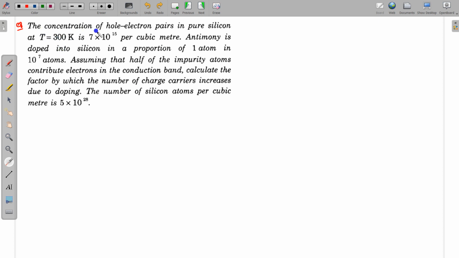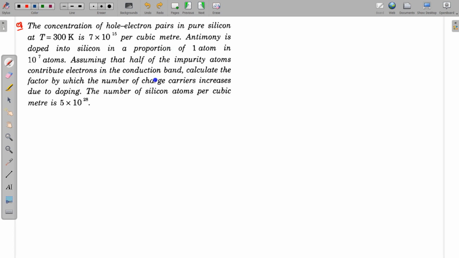The problem statement says the concentration of electron-hole pairs in pure silicon at this particular temperature is 7 into 10 to the power 15 per cubic meter. So this is the number of electron-hole pairs per cubic meter at this temperature in pure silicon. Antimony is doped into silicon in a proportion of 1 atom in 10 to the power 7 atoms. Assuming that half of the impurity atoms contribute electrons in the conduction band, calculate the factor by which the number of charge carriers increases due to this doping. The number of silicon atoms per cubic meter is 5 into 10 to the power 28.